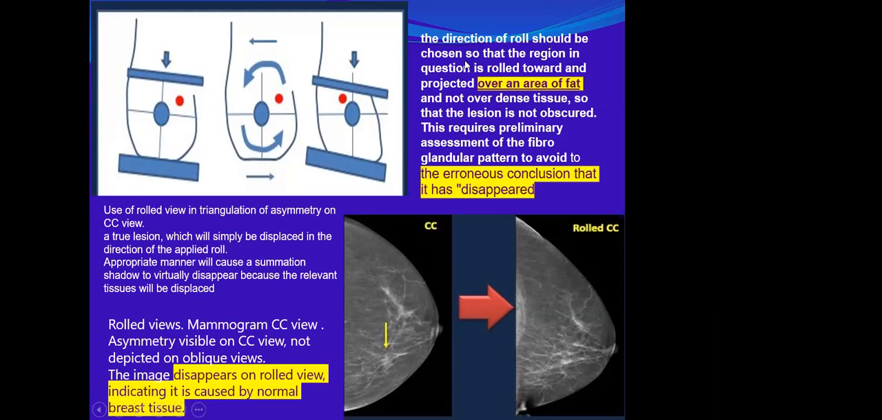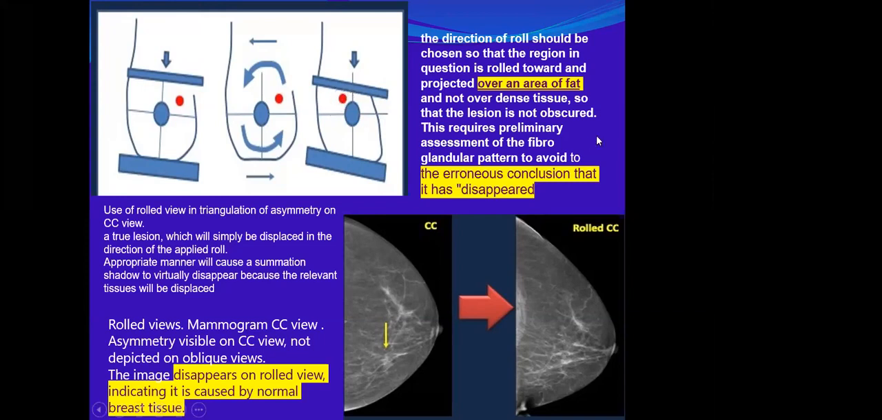The direction of roll should be chosen so that the region in question is rolled toward and projected over an area of fat, as I described for the spot compression, okay? If, while doing spot compression, you let the lesion be swept into a fatty area, it will help to clarify. Even here in the rolling, if you just roll toward the area of fat, it will help us to clarify the concern or the targeted lesions.